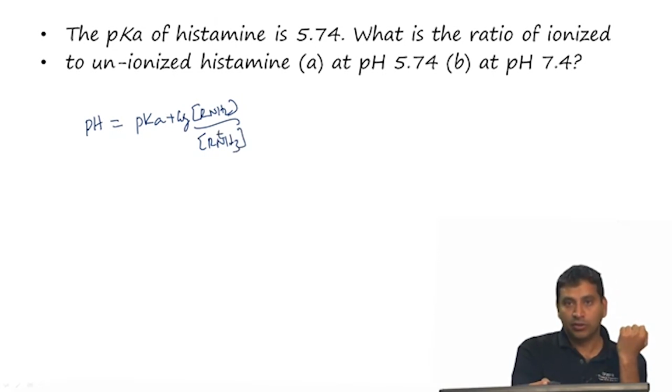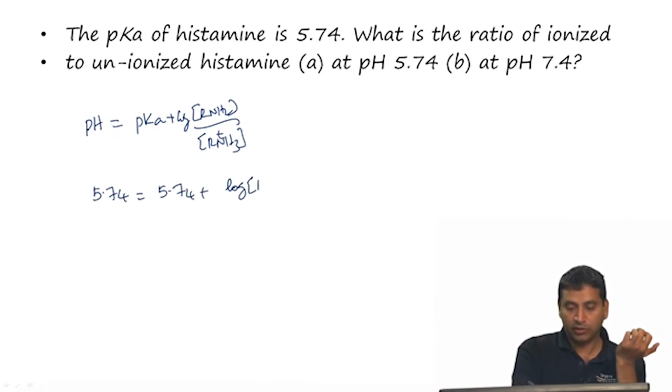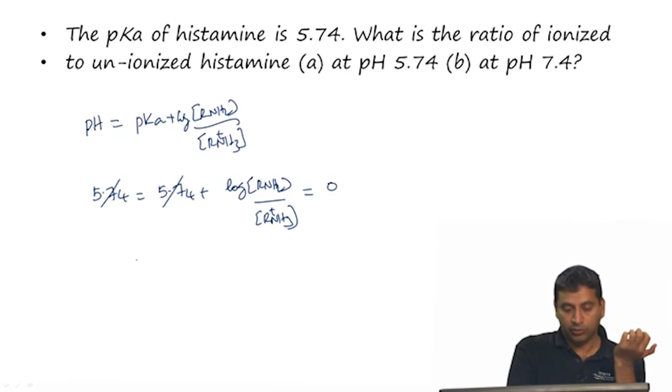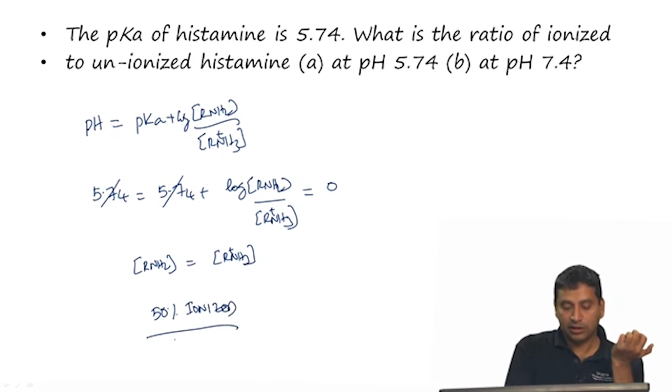Okay. So, if pH equals pKa, then you get 5.74 equals 5.74 plus log of RNH2 divided by RNH3 plus. So, this term can be cancelled. So, this value equals 0, and when this value equals 0, the concentration of RNH2 equals concentration of RNH3 plus, which means that it is 50% ionized.